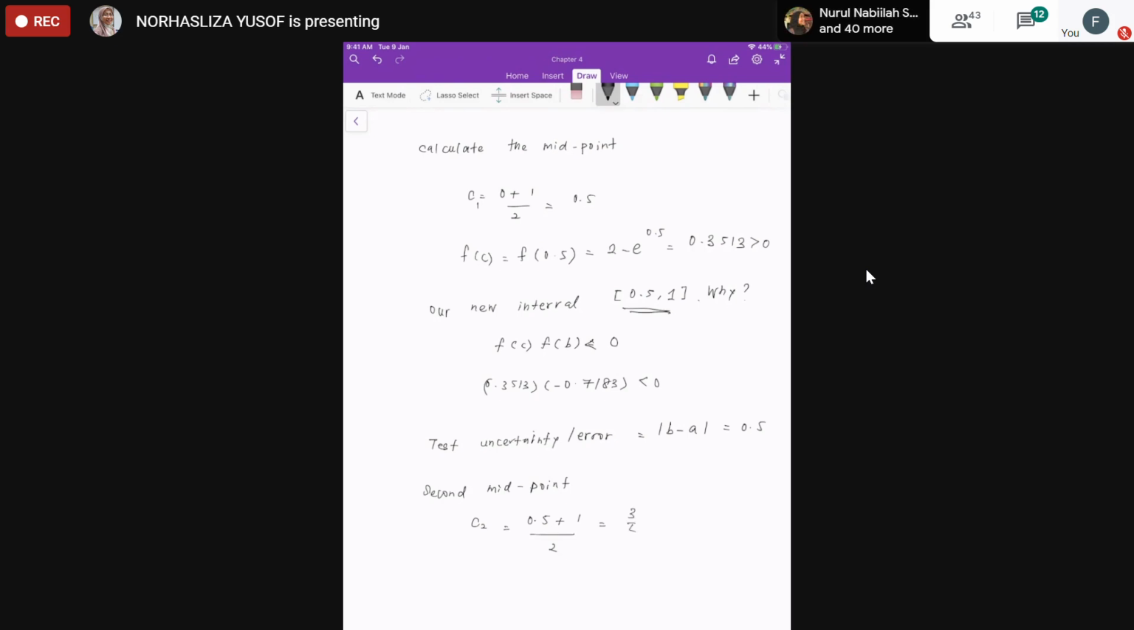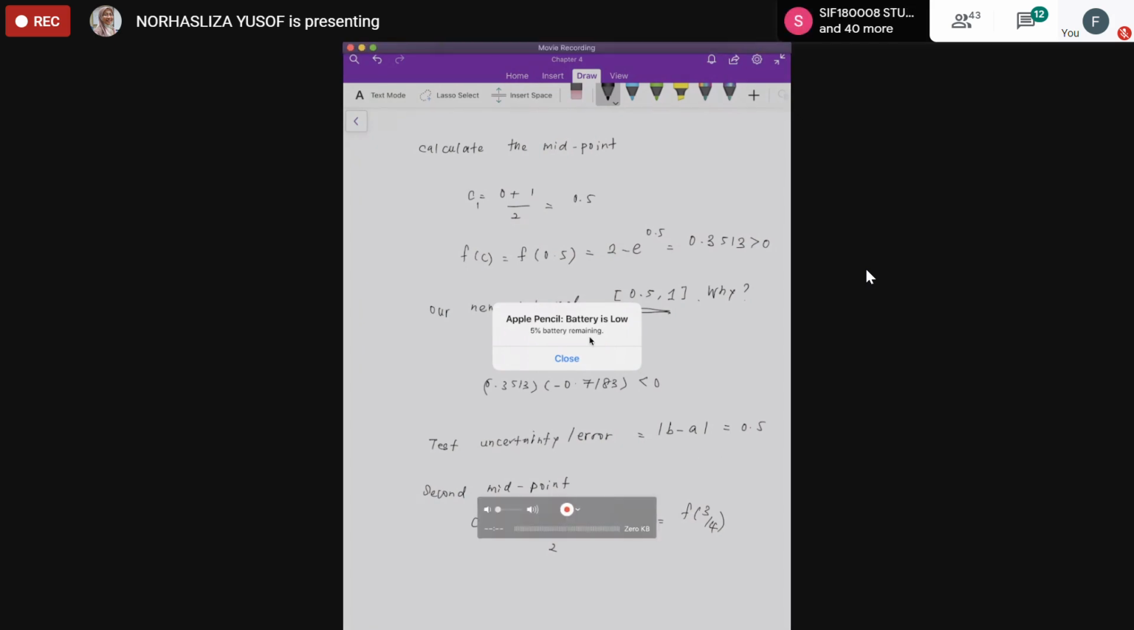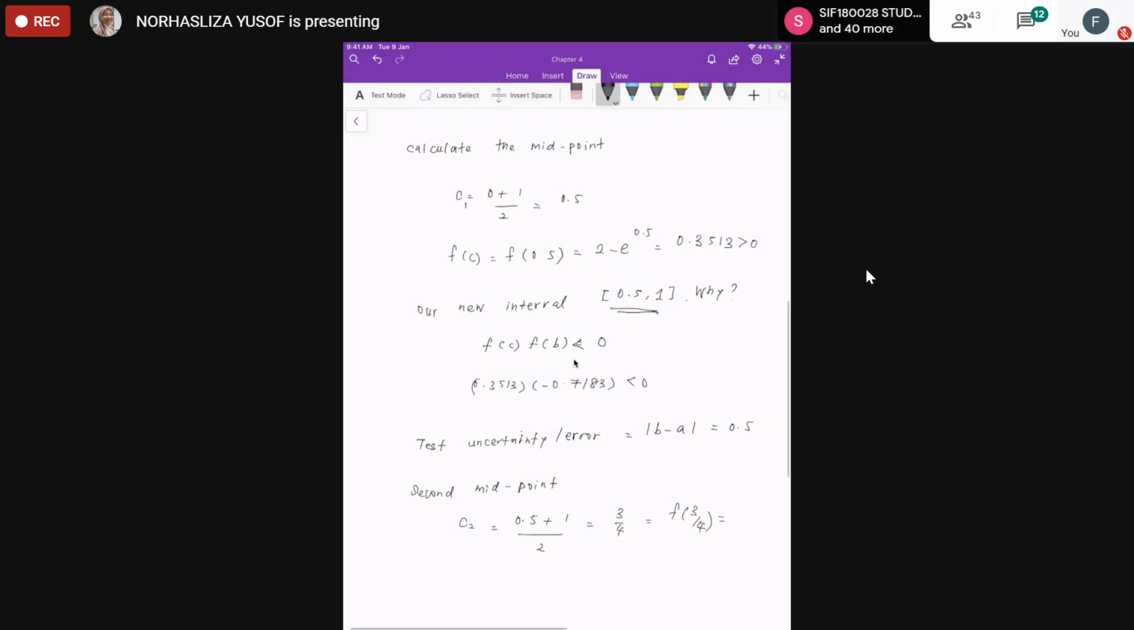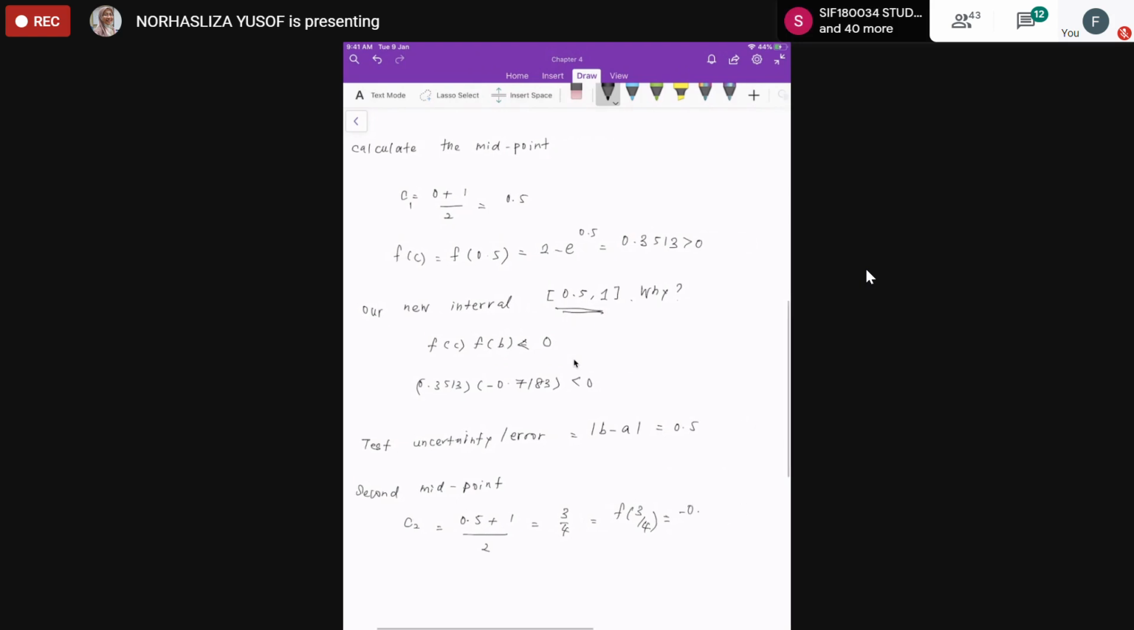So you get 3/4, and then you have to test that again by putting in the function at 3/4. What is the value? From there, you can test whether your calculation is positive or negative again. In this case, you get 0.170 minus this, which is less than 0. So this is negative, and our interval is going to change again.